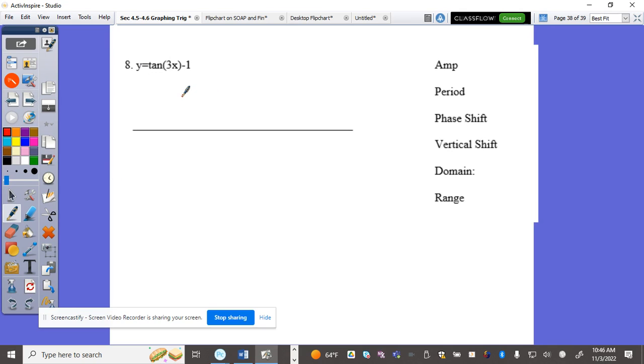Last one here, y is equal to tangent 3x minus 1. Okay, we know the tangent has a graph like this, so there will be no amplitude there. The formula for period for tangent and cotangent is pi over b. The b here is 3, so the period here is pi over 3. Okay, phase shift, there's no phase shift here, left or right, none. Vertical shift is going to go down 1. Down 1 there. Okay.